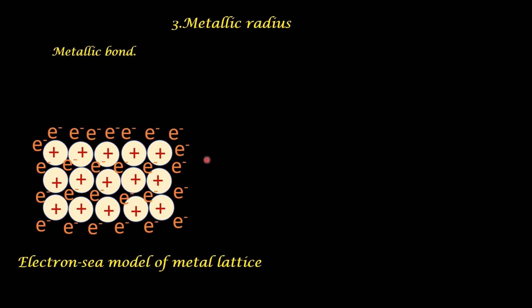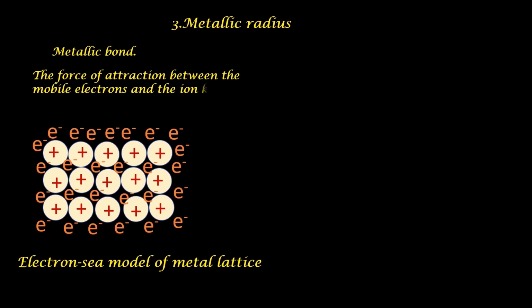There is force of attraction between these mobile electrons and these positive ions, which keep these ions or atoms together. The force of attraction between the mobile electrons and the ion kernel is called metallic bond. Kernel means the inner part. So you should actually imagine the positive ions as inside the material and all the electrons flowing all around on the surface. What is metallic radius?